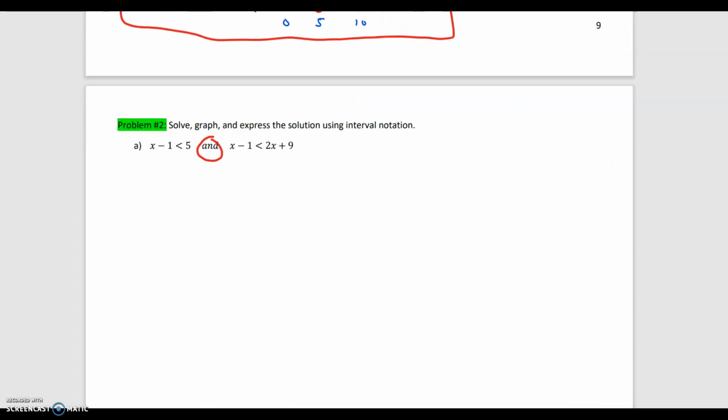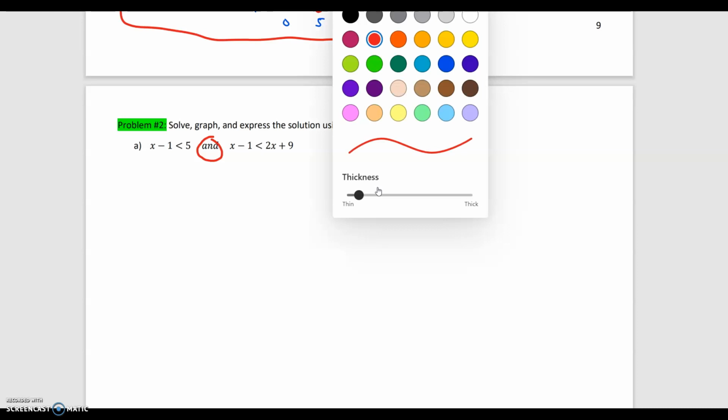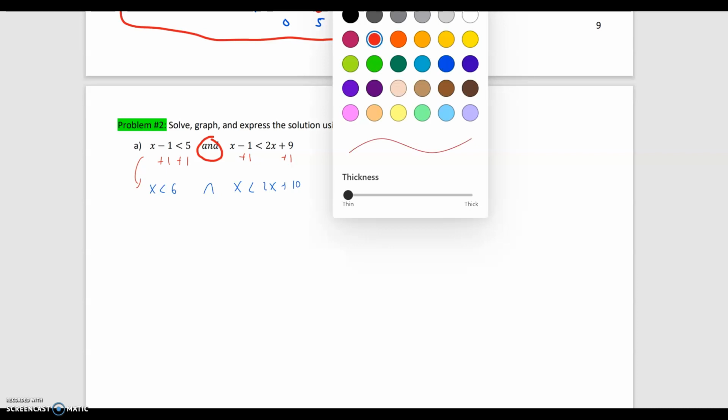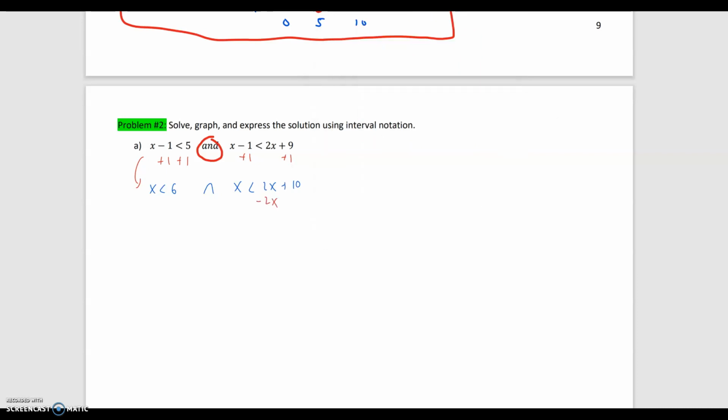Okay, so let me actually start this problem by solving both of them. So the first one, we're just going to be adding 1, which is going to give us the solution to the first one. X is less than 6. Intersecting the second one, we're going to be adding 1. So we would have x less than 2x plus 10. And I'm going to subtract the x's and put them on the left. So minus 2x and minus 2x.